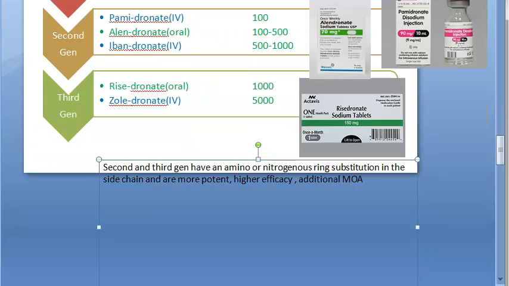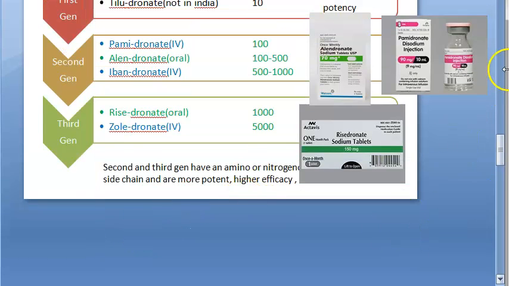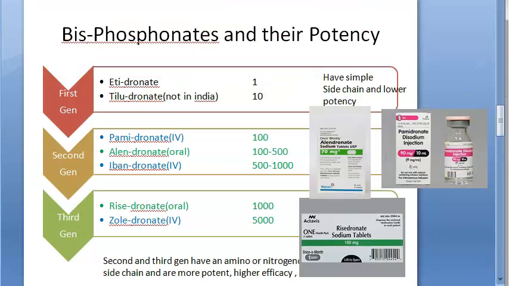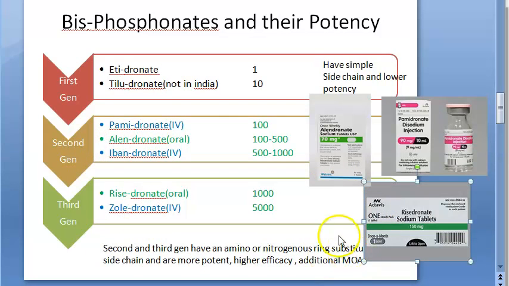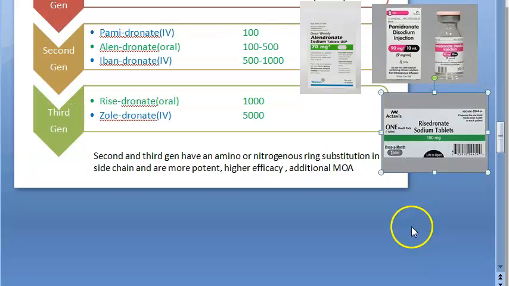Okay. So we are done with the classification of bisphosphonates, and we have seen their potency also. We have seen how the first generation differs from the second generation, because the second generation has a side chain with an amino or nitrogenous substitution ring.